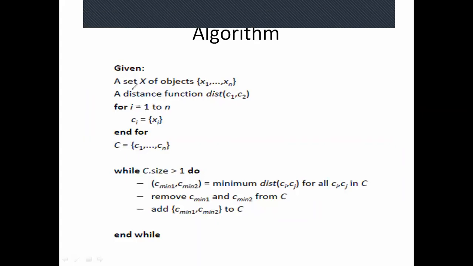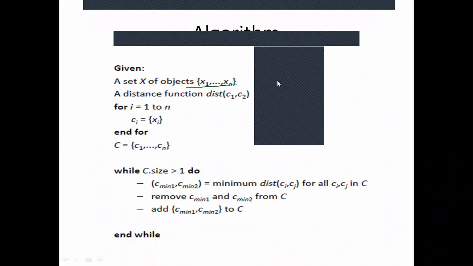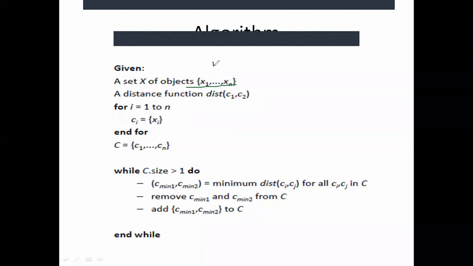Over here, I have taken a set of objects. Set of objects means these are representing your data points. So I'm taking n data points. N data points means you have been given n rows. So x1 is representing your first data point, xn is your nth data point.